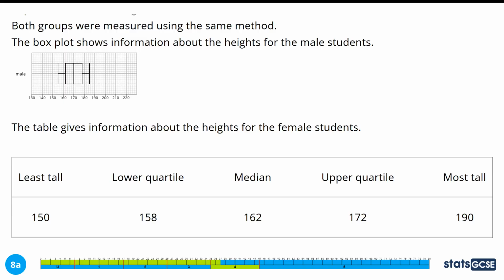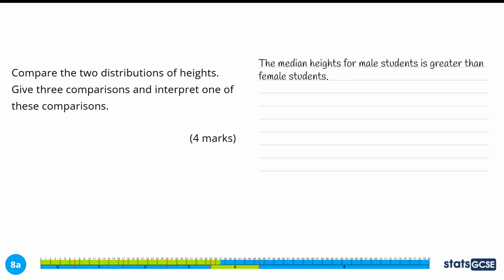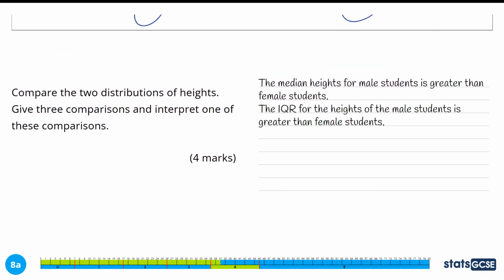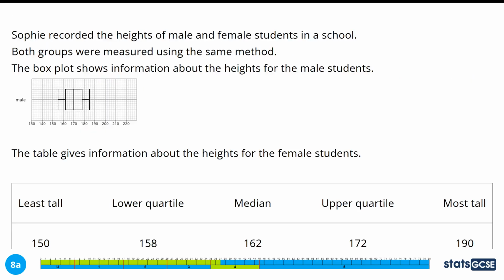So the interquartile range for the males was 178 take away 162, so that's 16, and for the females it's 172 take away 158, so that's 14. So we're going to say that the interquartile range for the height of the male students is greater than the female students. Next we're going to look at the skew.